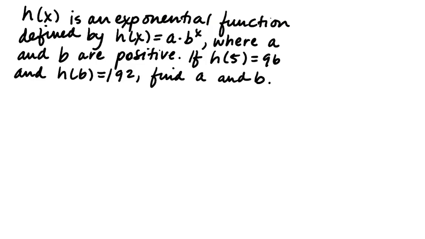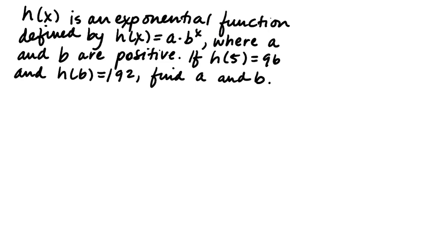Now the last example I've got for you is we've got an exponential function defined by a times b to the x, where a and b are positive numbers. If h of 5 equals 96 and h of 6 is 192, find the values of a and b. Okay, so this is going to turn into a system, and kind of a system we haven't seen before, but we could definitely figure this out, right?